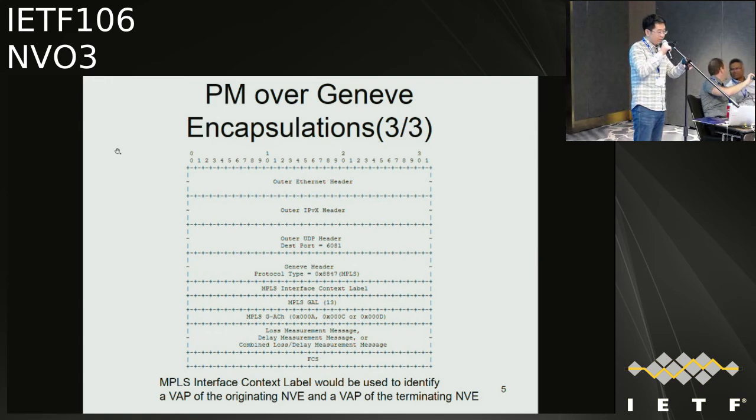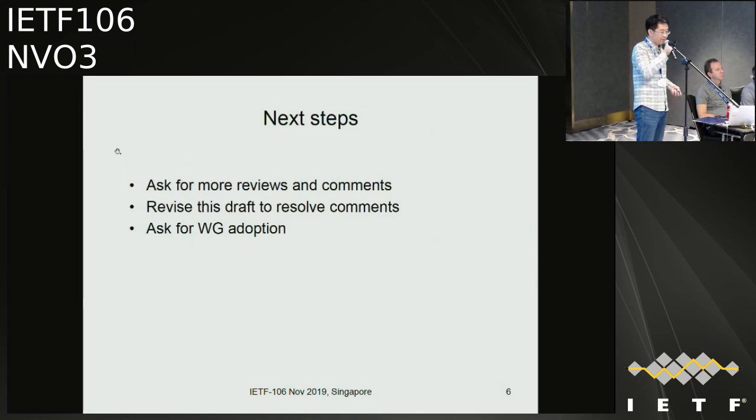These values, 0x000A, C, and D, were requested by RFC 6374. And in the MPLS encapsulation, the MPLS interface context label will be used to identify the VIP of the originating NVE and the VIP of the terminating NVE. So it's also similar to BFD over Geneve. Next steps, we want to ask for more review and comments and revise this draft to improve it. Any questions?